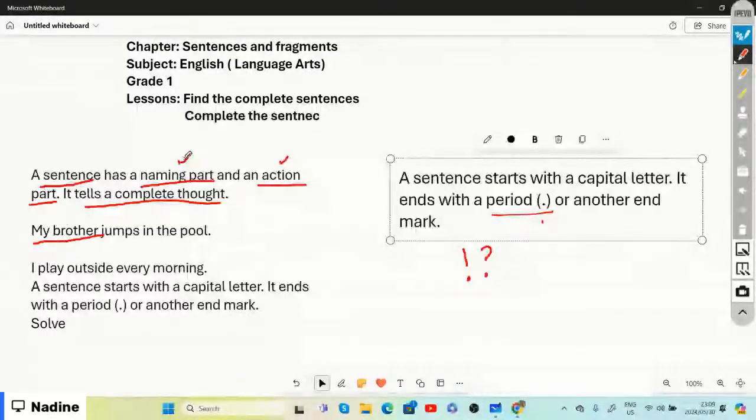So another word for naming part is a noun. So my brother. And if we look at the action part, then it means jumps, or we can say jumps in the pool. That is the action that the naming part is doing. And this we call the action part, which is another word for verb.